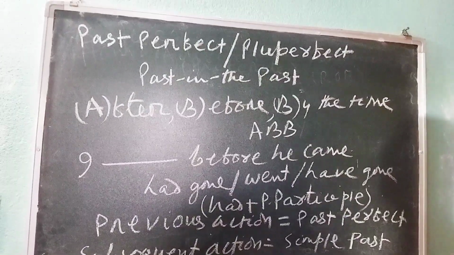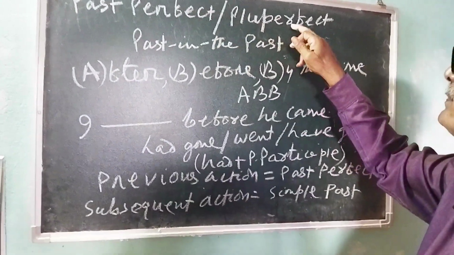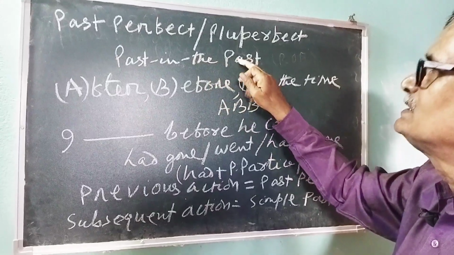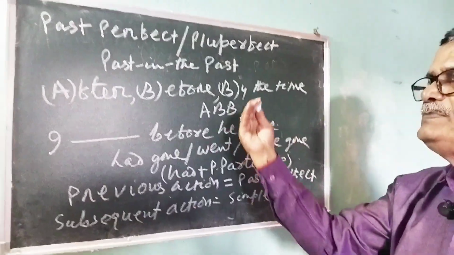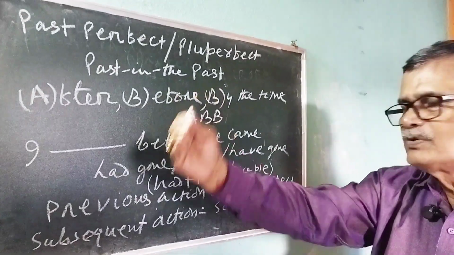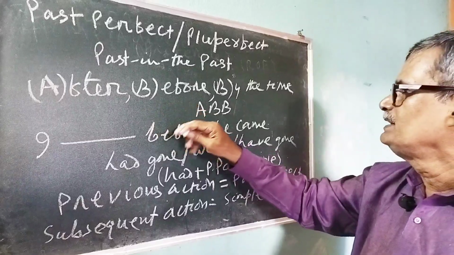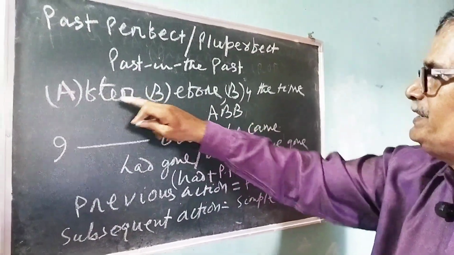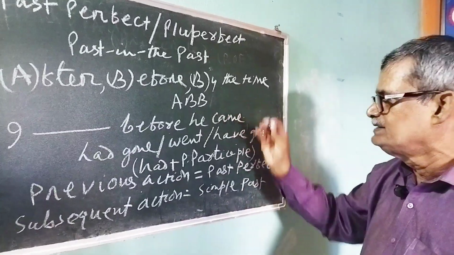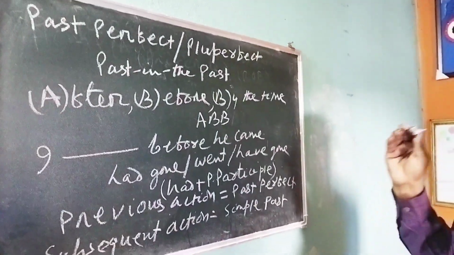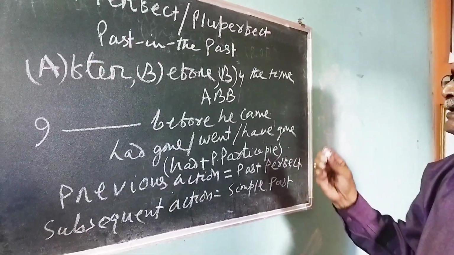Write them down now. Now come to past perfect. Past perfect has another name, that is called perfect or past in the past. In past perfect tense, there are two actions: the previous action or before action, and the subsequent action or after action. So the formula is ABB, that is after, A; before, B; by the time, B. Whenever you find ABB, after, before, by the time, you use past perfect or perfect or past in the past.